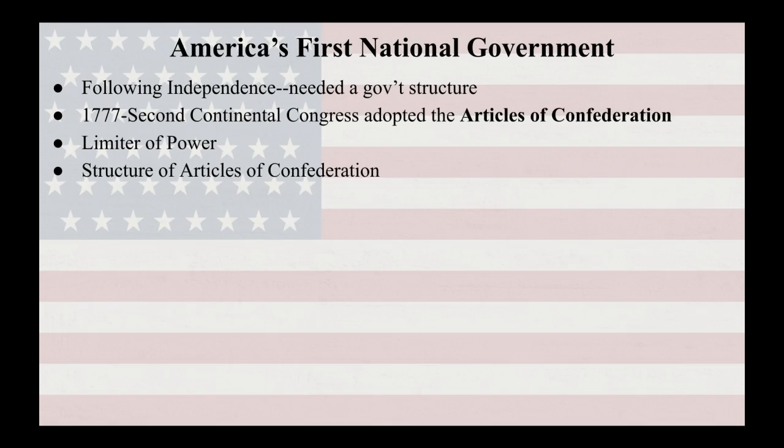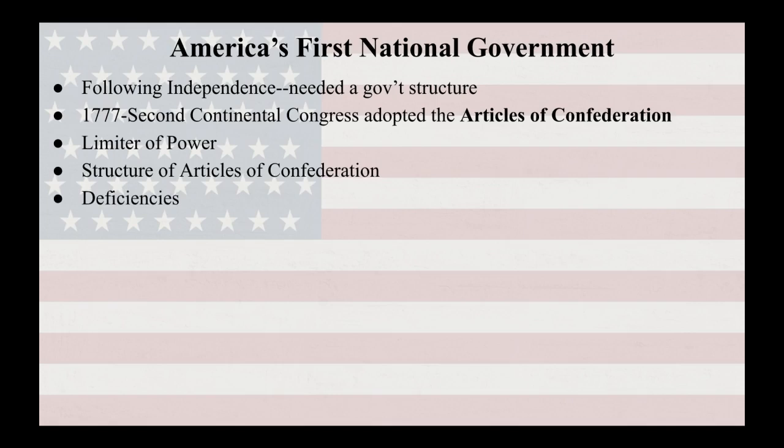And Congress was given certain powers, right? They were given the power to declare war, to make peace, to make treaties, and to coin and borrow money. They were also given the ability to regulate trade with the native tribes, and they could appoint the senior officers of the U.S. Army.